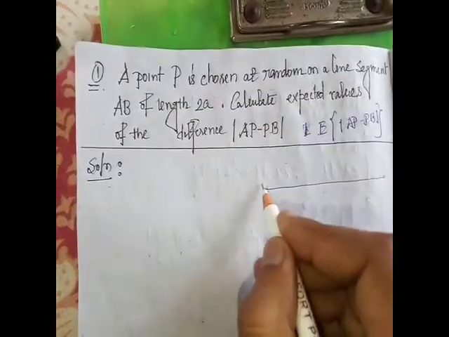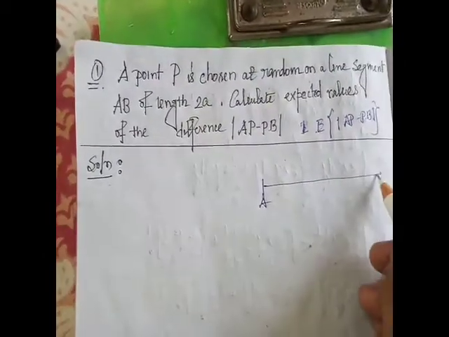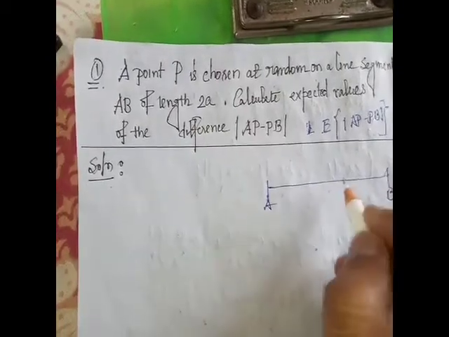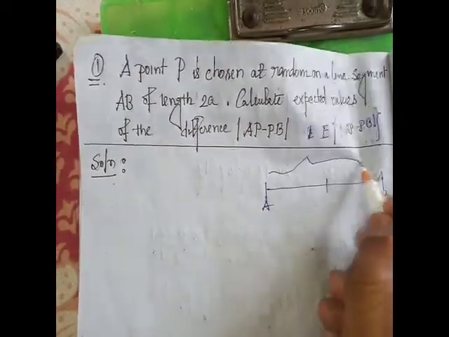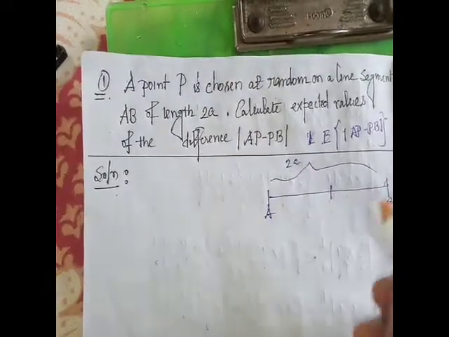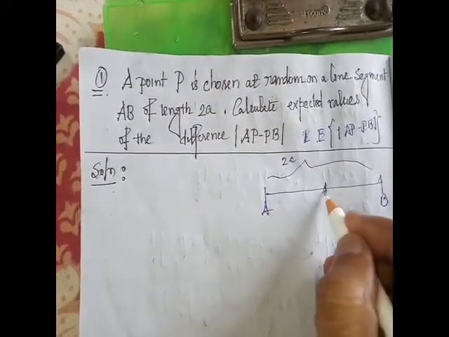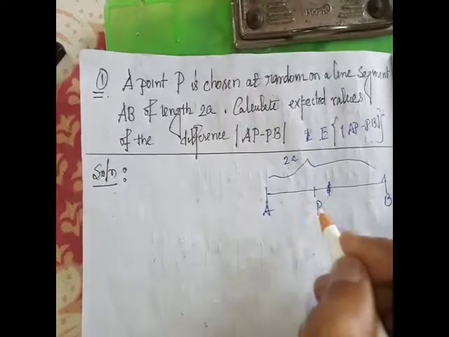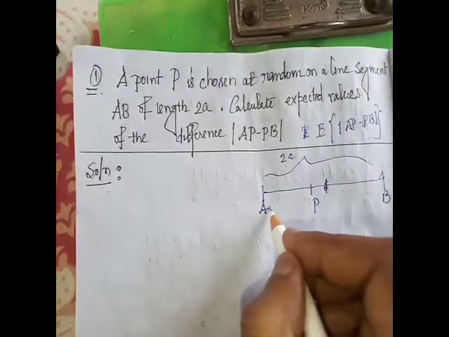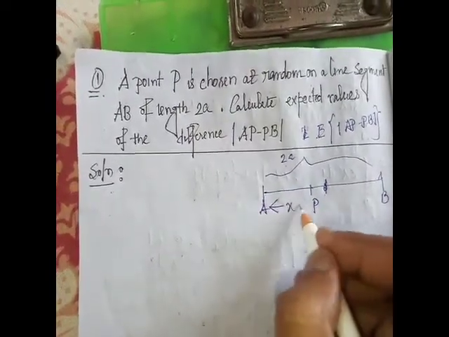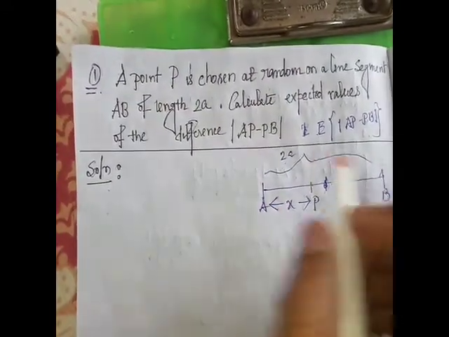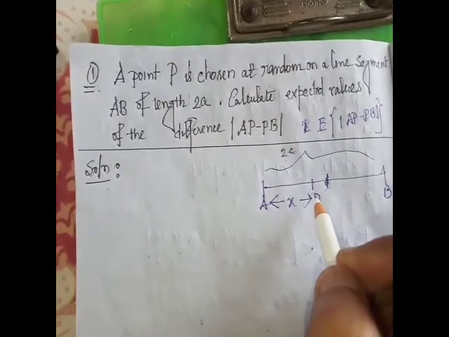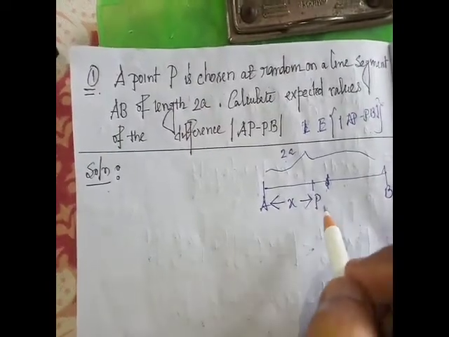Let this be the line segment AB whose length is 2a. Let P be any point on the line segment such that AP equals x.